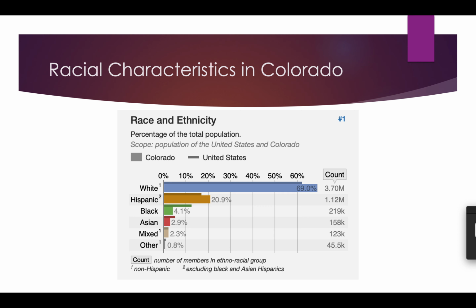So, some racial characteristics in Colorado: we are predominantly white, so 69% are white. Hispanic is the second most, which is at 20.9%, followed by Black, Asian, mixed, and then other. So, mostly white.